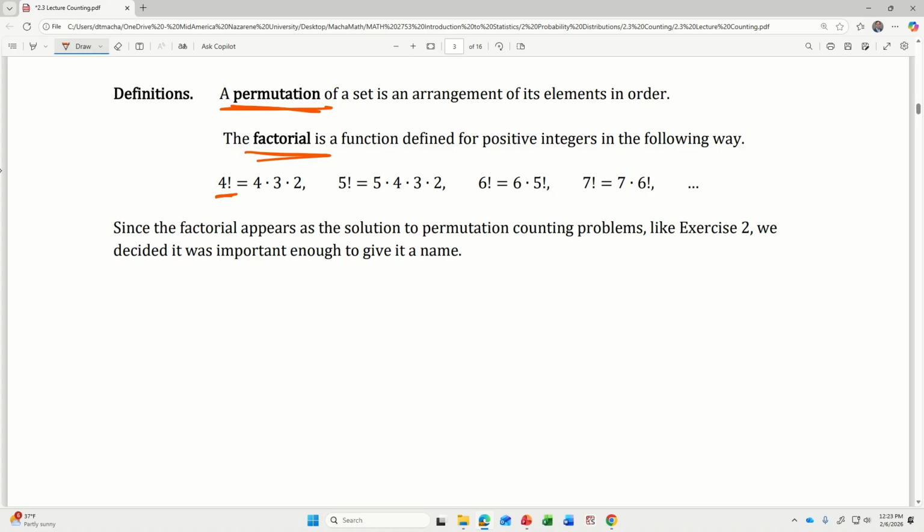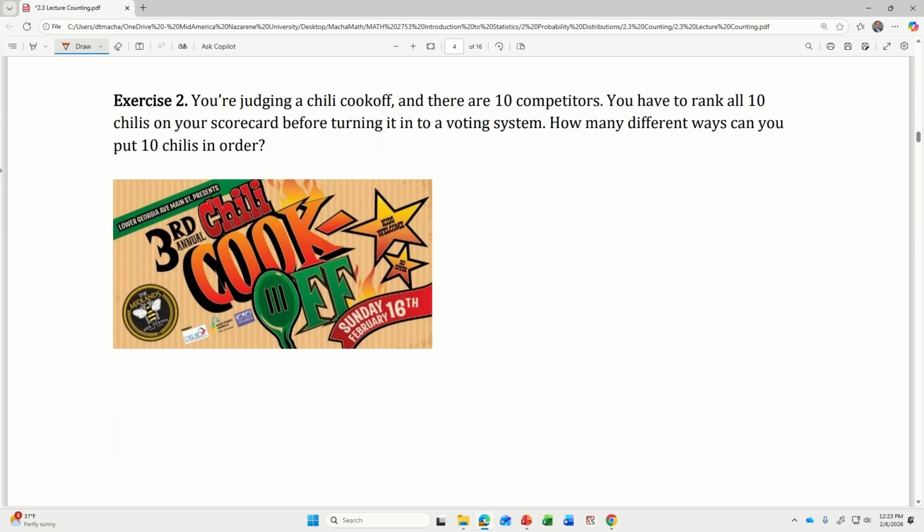So we decided it was important enough to give it a name. And the answer to any permutation problem is a factorial. So if you're judging a chili cook-off and there's 10 competitors, and imagine a ranked choice voting system where you have to rank all 10 of these chilies on your scorecard before you turn it in, how many different ways could you do that? How many unique ballots could you submit to the voting system?